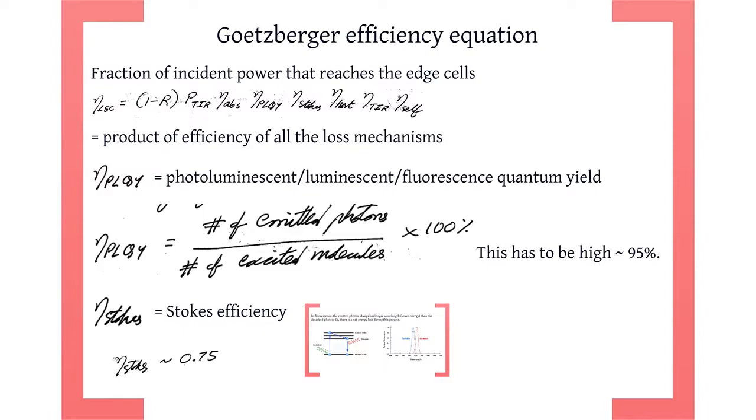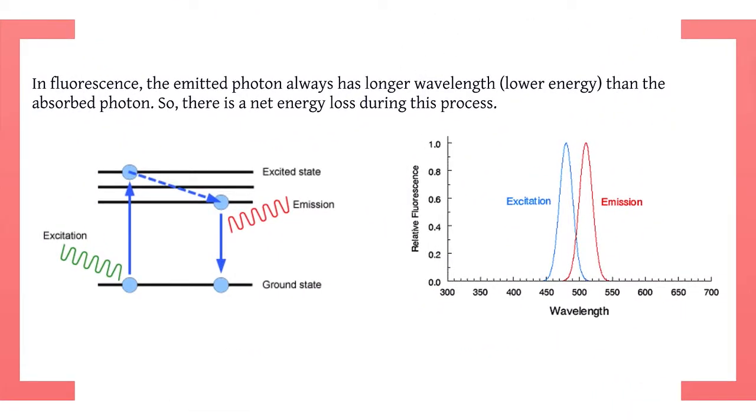The next term is what's called the Stokes efficiency, and it's about 75%. Some of you might be familiar with Stokes shift, which is approximately explained here. It happens because if you look at the spectrum of the fluorescent molecule, you have an excitation spectrum. In other words, what are the wavelengths that this molecule will actually absorb? So this is wavelength, and this is a relative probability. It says fluorescence, ignore that, think about it as a probability.